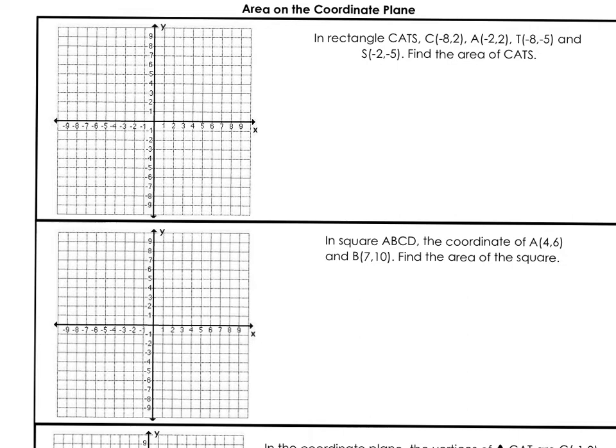It says, in rectangle CATS, well, that's a good keyword there. It actually tells us that it's a rectangle. We have these 4 coordinates: -8, 2, that's our C. We have -2, 2, that's our A. We have -8, -5, that's our T. And we have S, which is -2, -5.